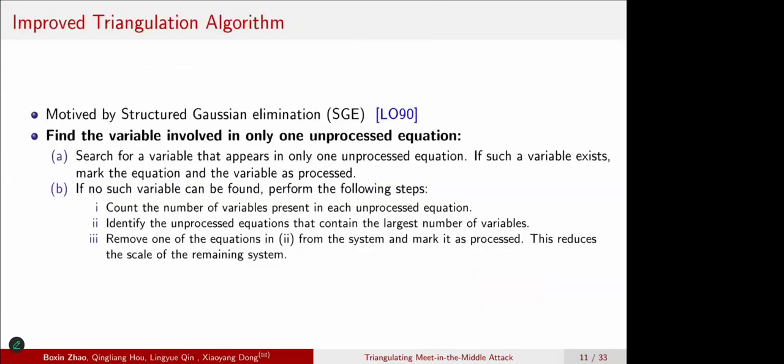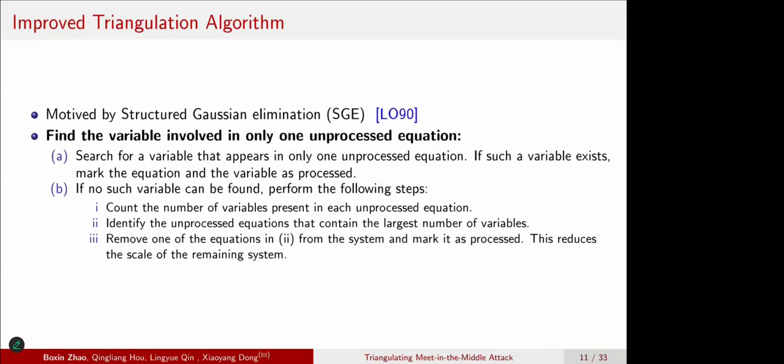To address the memory issue of the table-based technique and the problem that the original algorithm terminates prematurely, we propose an improved triangulation algorithm inspired by structured Gaussian elimination proposed in the 1990s, combined with the original triangulation algorithm. The main difference of our improved TA is the strategy for finding the variable involved in only one unprocessed equation.